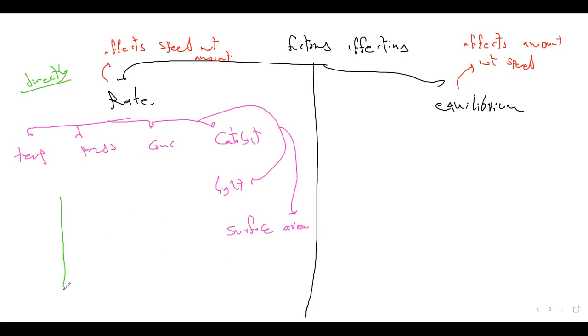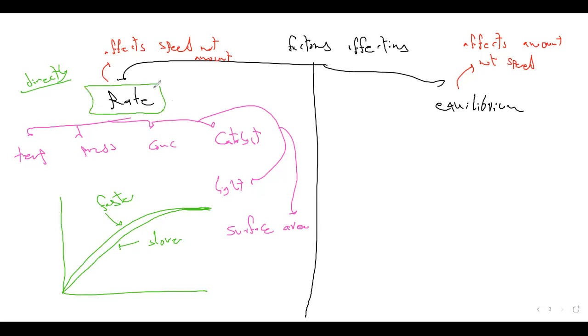For example, if you have two reactions, one with a faster rate and one with a slower rate, you will find that both reactions have the same final volume or same final amount, but the difference is in timing. Faster rate means shorter time, but the amount must be the same. So rate affects speed, not amount.